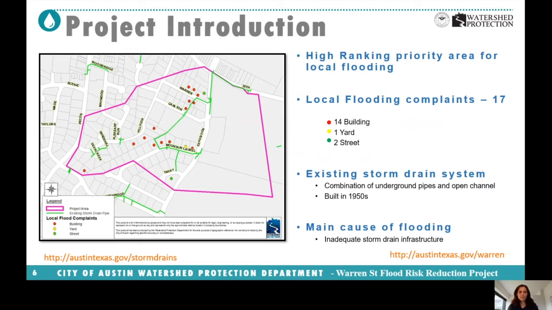The system that's currently there, the storm drain or the open channel, was built around 1950. So you can see it's a pretty old system and does not have the capacity to actually convey the water or the flow that is generated here. And the main cause of flooding, as I just explained, seems to be the inadequate storm drain infrastructure.